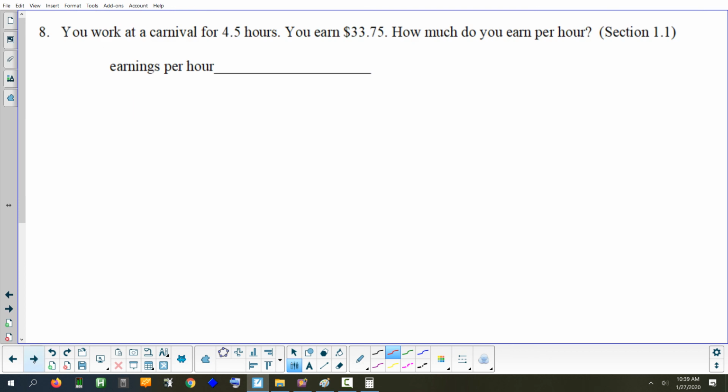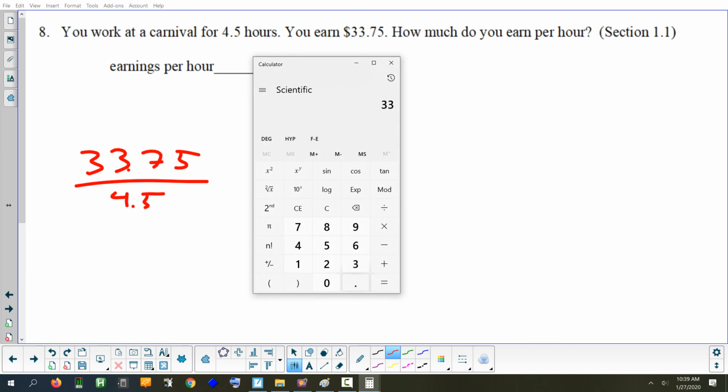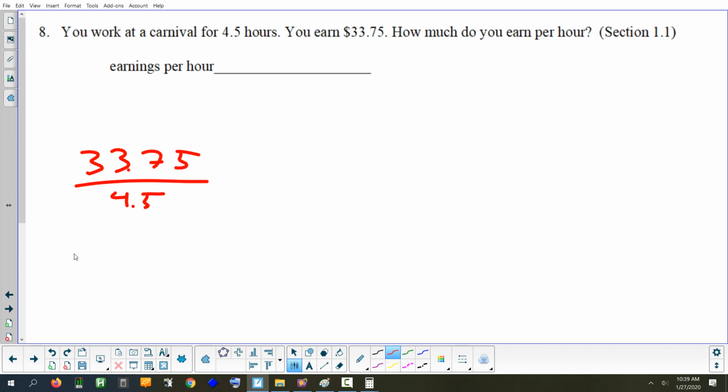Okay, and the last one I'll do for you guys real quick. You work at a carnival for 4.5 hours, you make $33.75. What do you do with those two numbers to find out how much you made per hour? Divide. 33.75 divided by 4.5. Anybody get how much you make? Nice. 7.5.